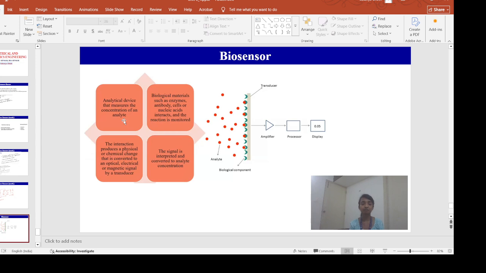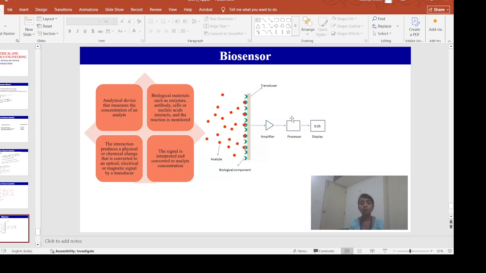A biosensor is basically a transducer that will convert the physical or chemical property of a signal into an electrical signal. We know a transducer converts one form of energy to another form. The output of the transducer will be given to the amplifier circuit. The amplifier circuit will amplify the signal.